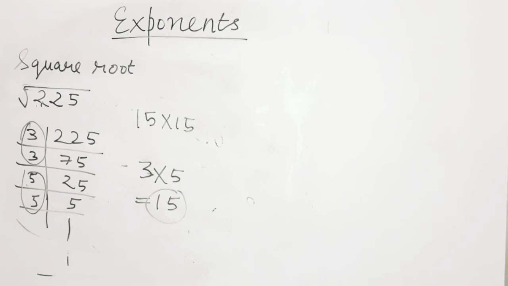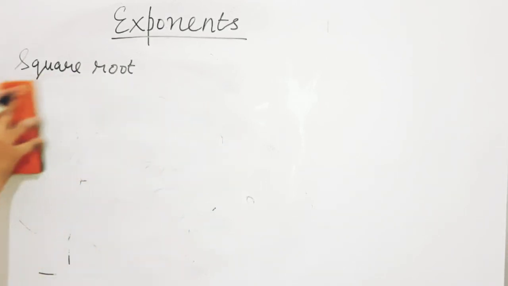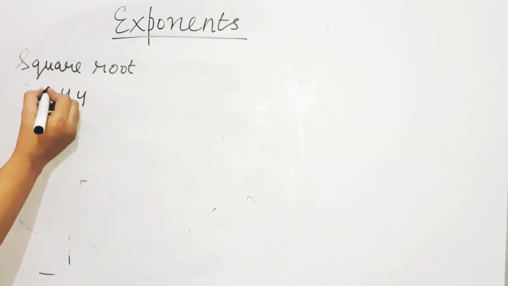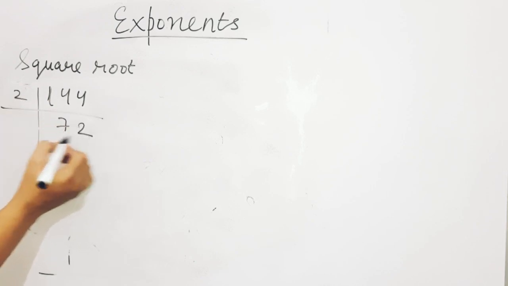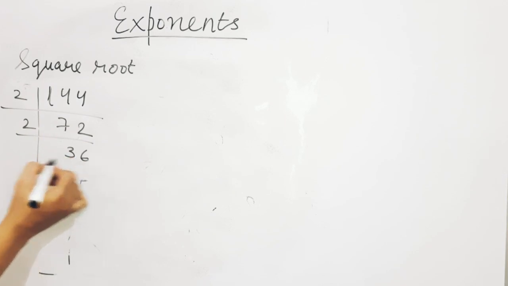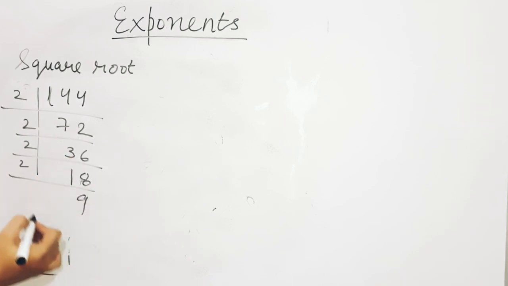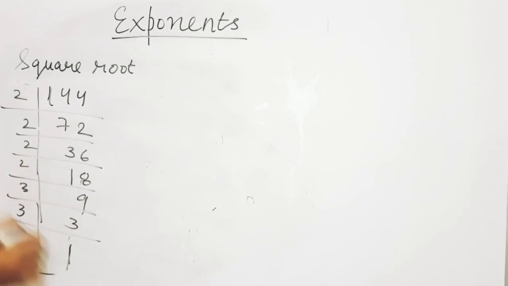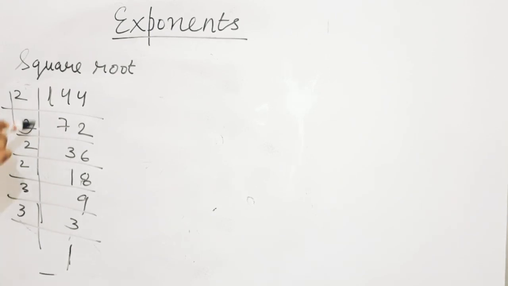Taking one more example. Next example is 144. Now take the LCM of 144. 2 7s are 14, 2 2s are 4, 2 3s are 6, 2 6s are 12, 2 1s are 2, 2 8s are 16, 2 9s are 18. Now 3 3s are 9, 3 1s are 3. Now we have to make pairs of 2 numbers. 1 pair, 2 pair and 3 pair.